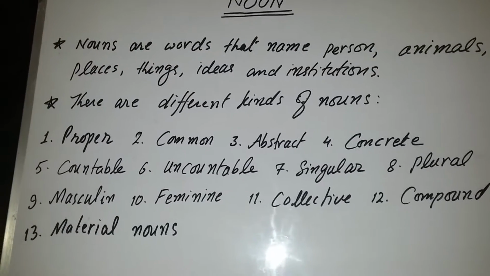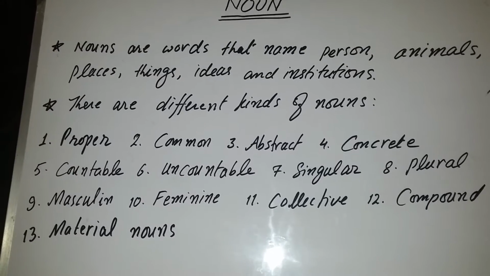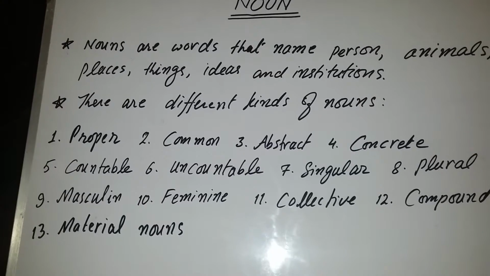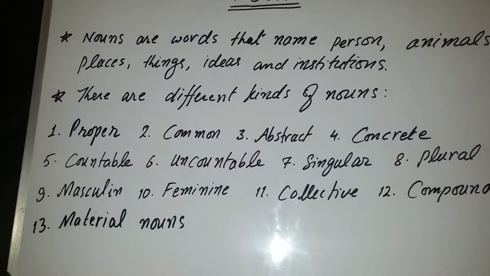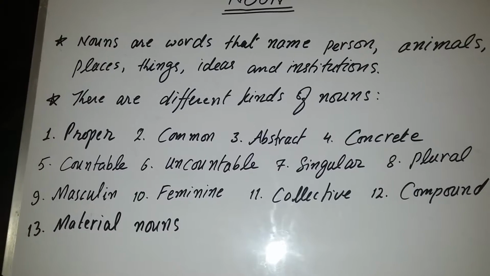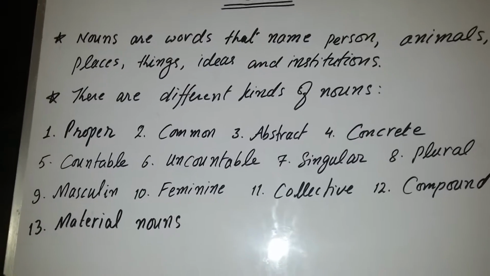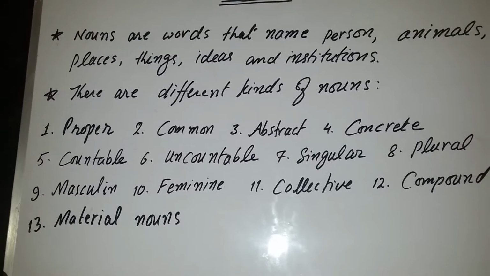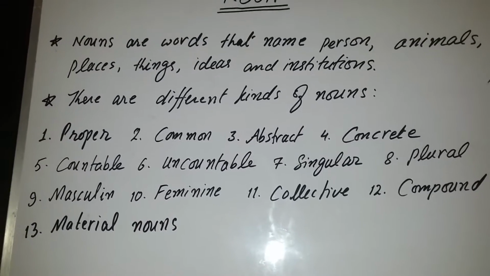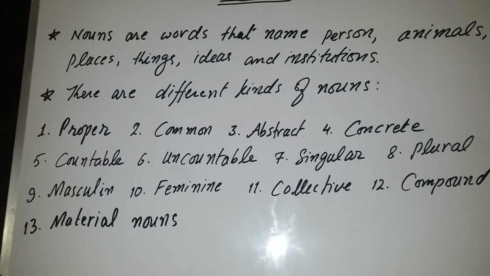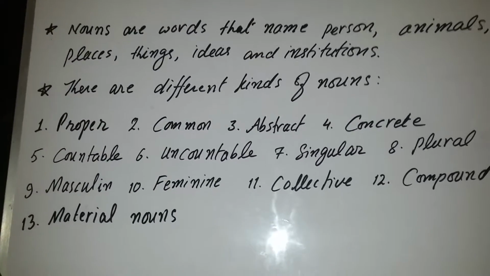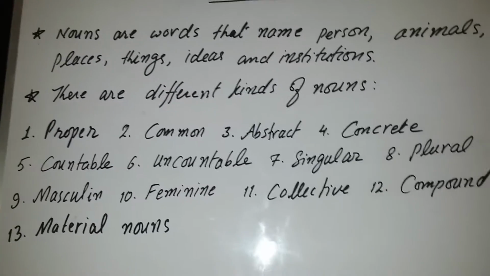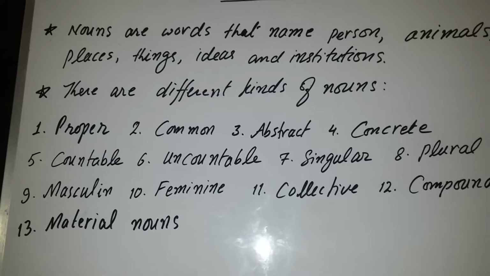Number 1, proper noun. Number 2, common noun. Number 3, abstract noun. Number 4, concrete noun. Number 5, countable noun. Number 6, uncountable noun. Number 7, singular noun. Number 8, plural noun. Number 9, masculine noun. Number 10, feminine noun. Number 11, collective noun. Number 12, compound noun. And number 13, material nouns. Now these are the different kinds of nouns, and we will discuss each kind one by one.